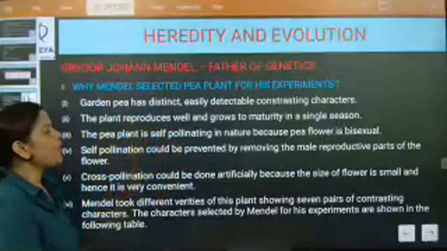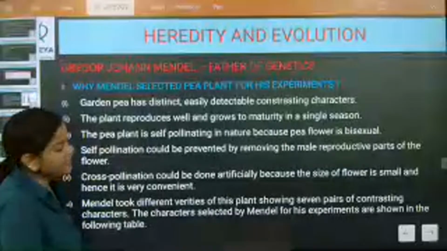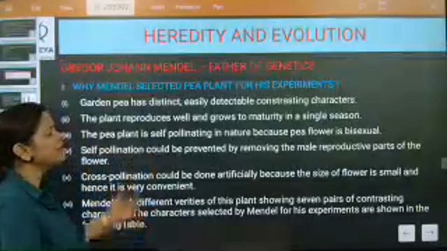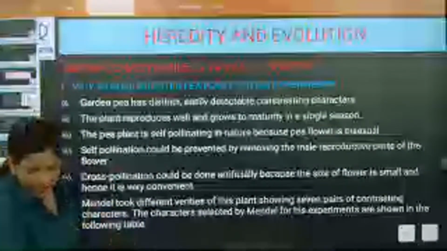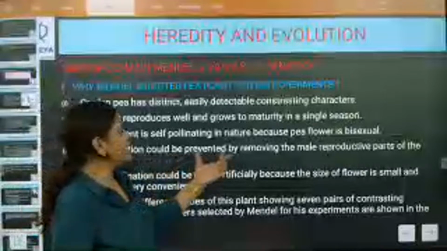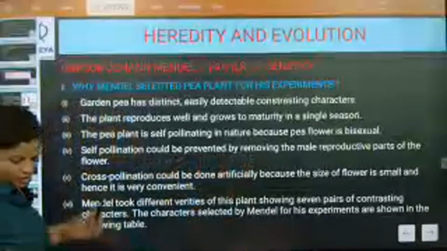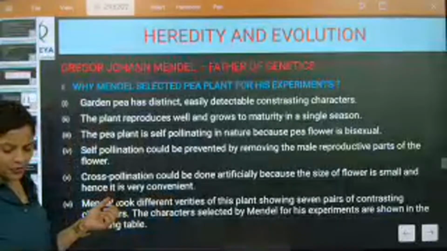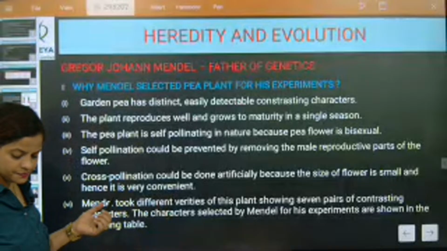Third, it is self-pollinating. Understood? Self-pollination could be prevented by removing the male reproductive part of the flower. So how can we prevent it? By removing the male reproductive part of the flower. If we remove the male reproductive part of the flower, self-pollination will be stopped. I hope you might have understood this one.